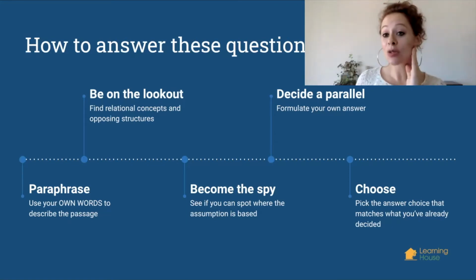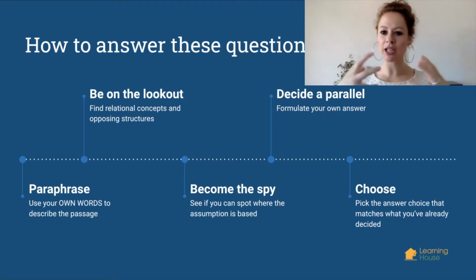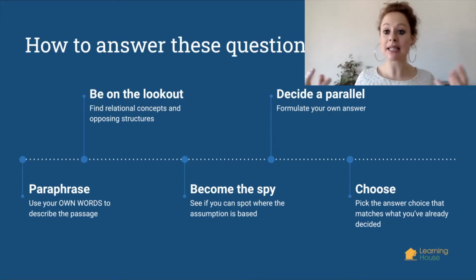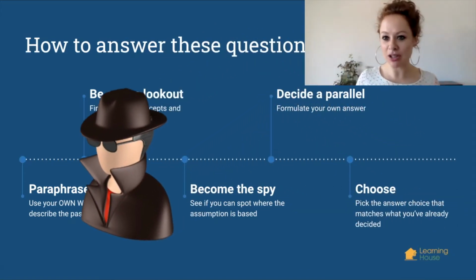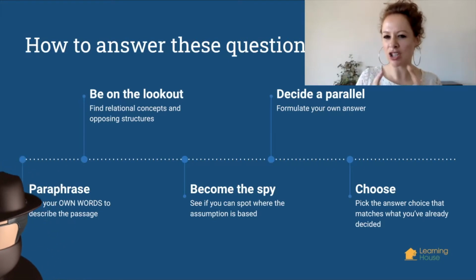The next thing is when you're answering inference questions, it's helpful to be on the lookout for anything that could be a relationship. If there are opposites, if something is more than another, less than another, you're looking for those things. The other pointer that I like to give students is become the spy. Look at it like a game. Here's a puzzle and you're trying to figure out where is this assumption.